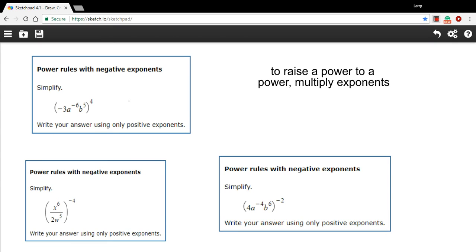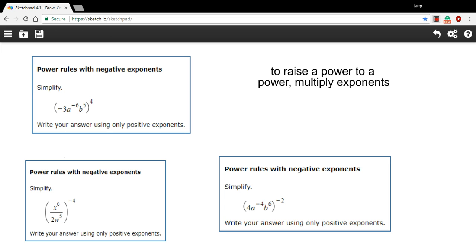Here we have a bunch of problems where we're raising expressions that have some negative exponents to powers, or we're raising expressions to powers of negative exponents. And they're in a couple of different forms here. What they have in common is that we're going to be using the power rule, which says when you raise a power to a power, you multiply the exponents. The extra trick here is that they want the answers using only positive exponents.